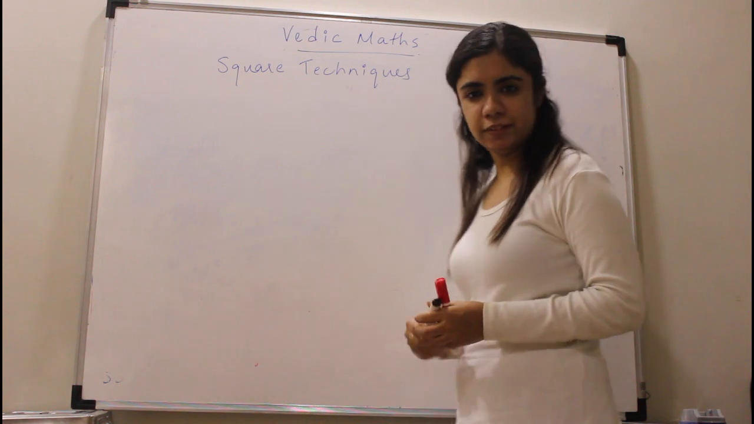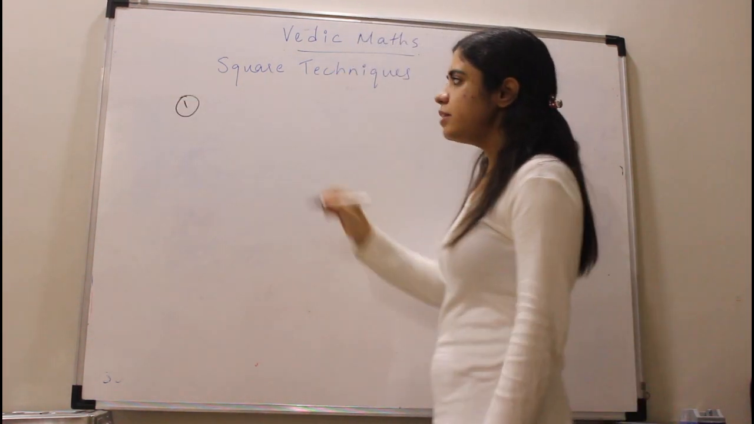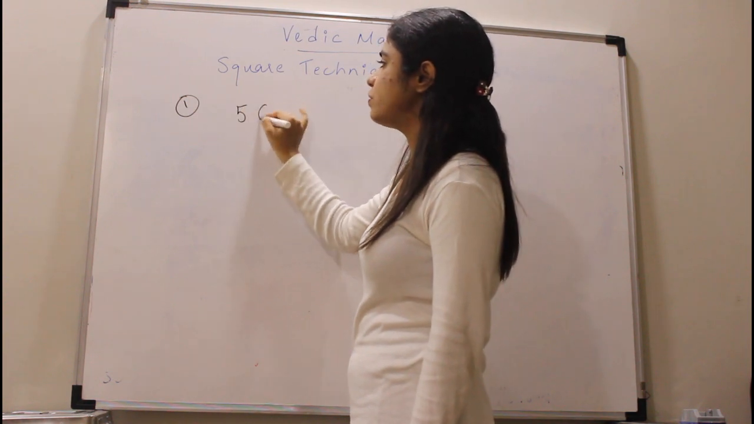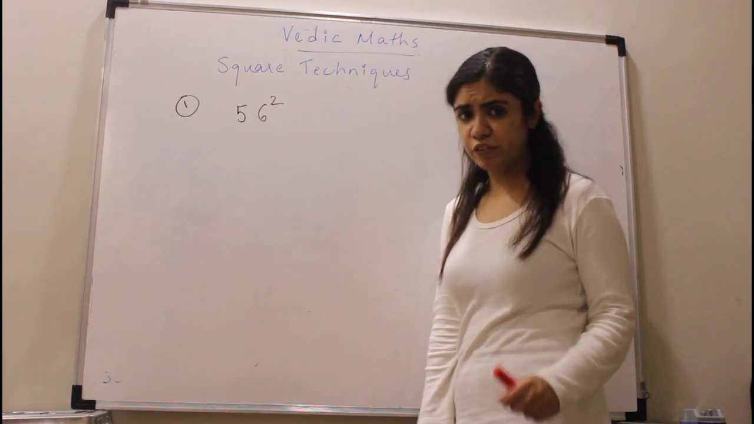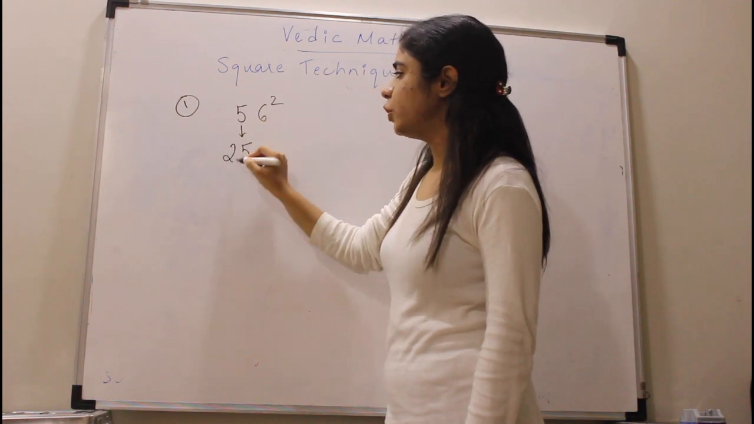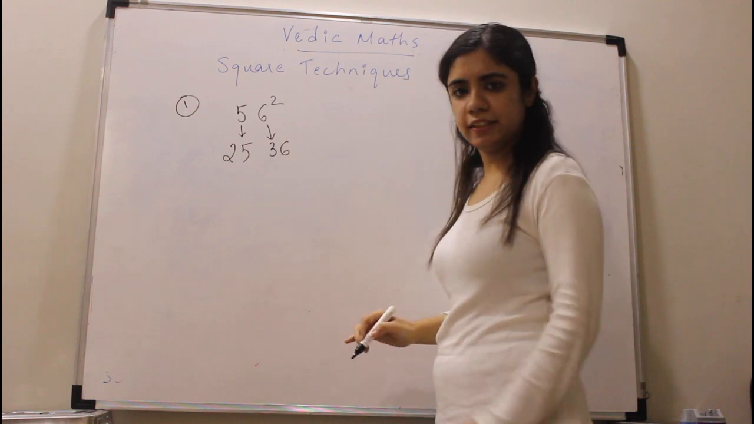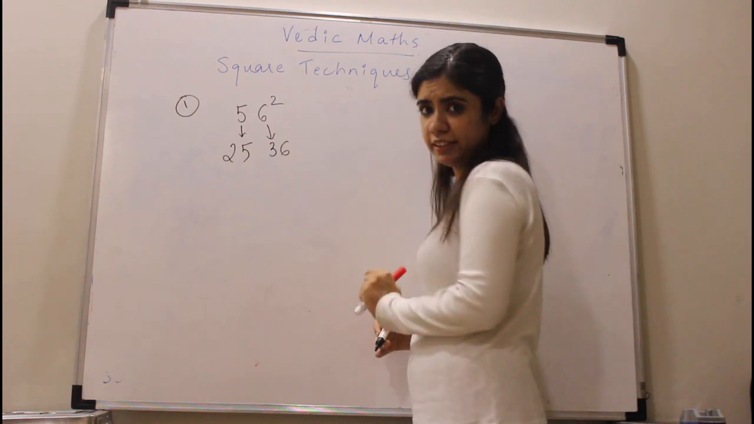Let's start with the tricks. So let's see the first trick. Suppose if I ask you what is 56 square? What will we do? We will write the square of 5, which is 25, and the square of 6, which is 36. We combine them: 2536.